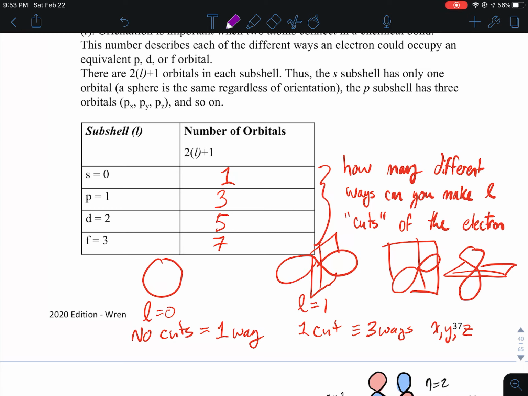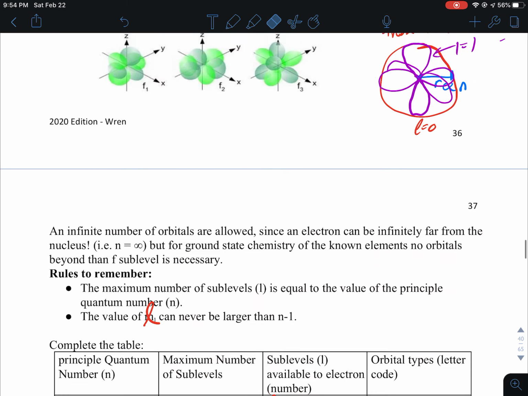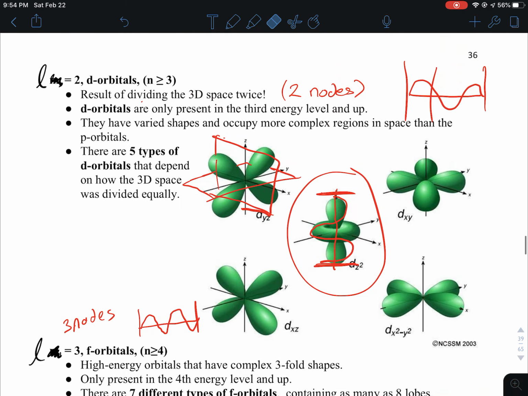This is an interesting quantum number because usually, for example, px, py, and pz don't change in energy. All three of those have essentially the same amount of energy, so their ML value is kind of inconsequential. Whether it has ML equals 1, 0, or minus 1, it doesn't really matter in terms of the energy of the shape.